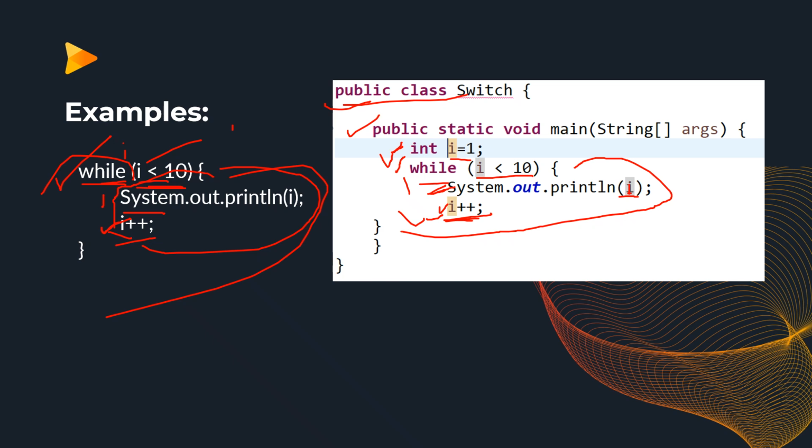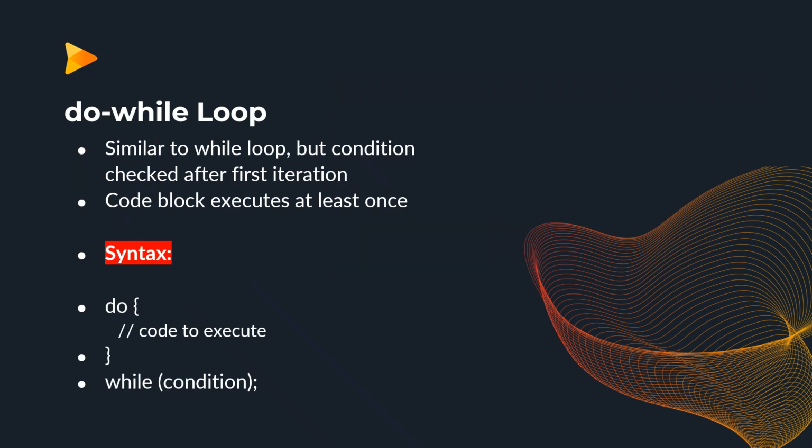Now we are going to see the do while loop. The do while loop is similar to the while loop, but the condition is checked after the first iteration. So this is a do while loop, and the block of code executes at least once. Now we are going to see the syntax, and I will also explain all these things which are written in this slide.